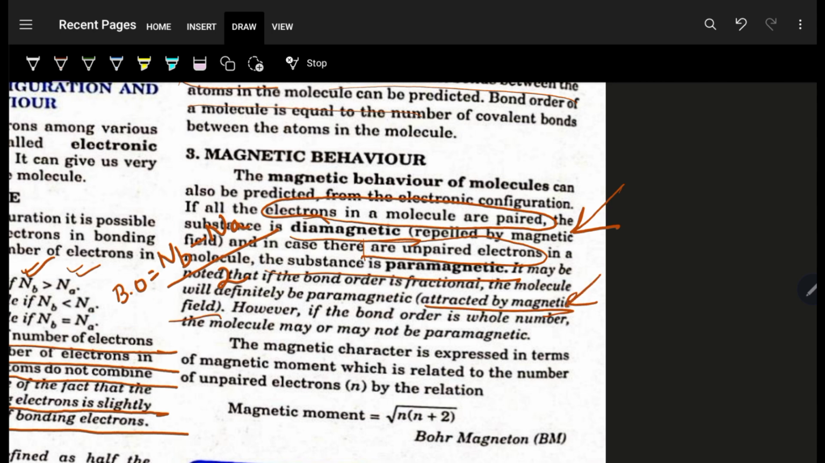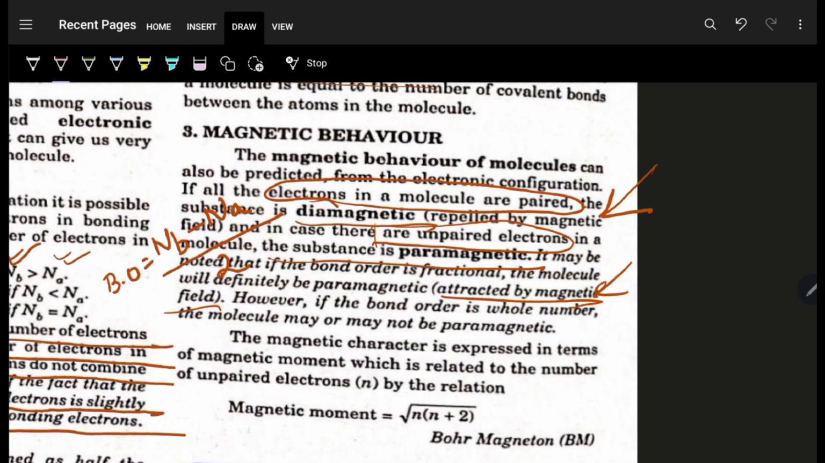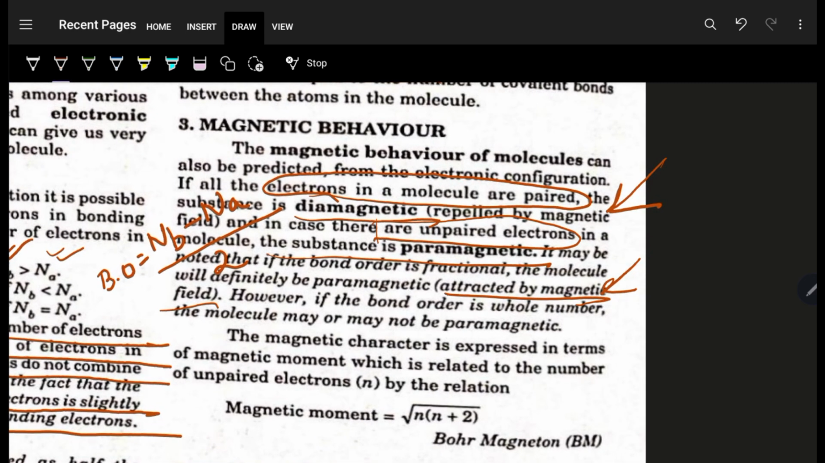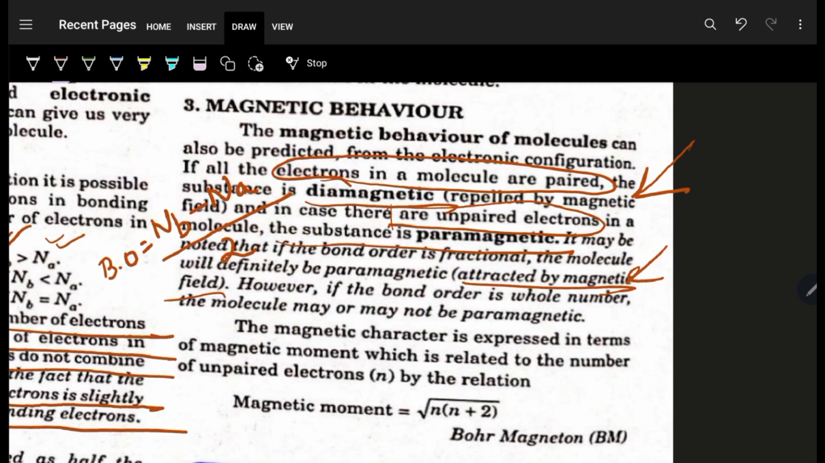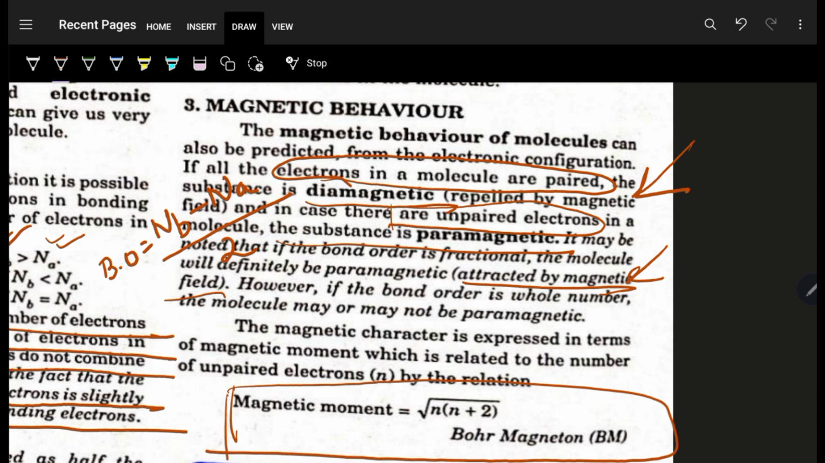And how to see whether it is paramagnetic or diamagnetic? Simply see whether there is any unpaired electron or not. If there is even one unpaired electron, then the substance is paramagnetic, and it is attracted by a magnetic field. And if you have all paired electrons, then the substance is diamagnetic, and since it is diamagnetic, it is repelled by a magnetic field. Now, the magnetic moment is calculated by this formula: square root of n(n+2) Bohr magneton, where n is the number of unpaired electrons.